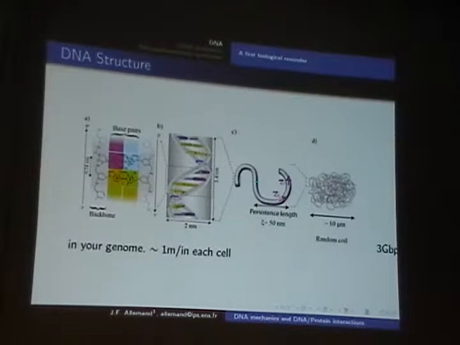And what will be important is that this polymer is also a helix that has a helical pitch of about 3 nanometers, which corresponds to about 10.5 bases per turn. Okay, so you have a long genetic code.